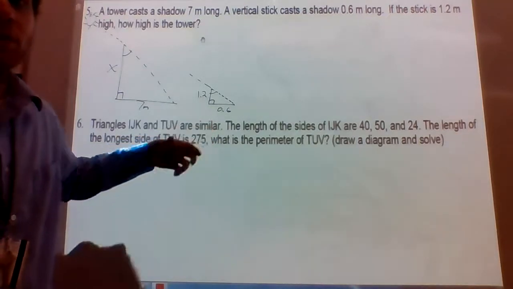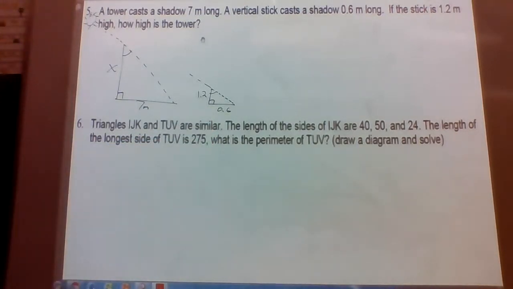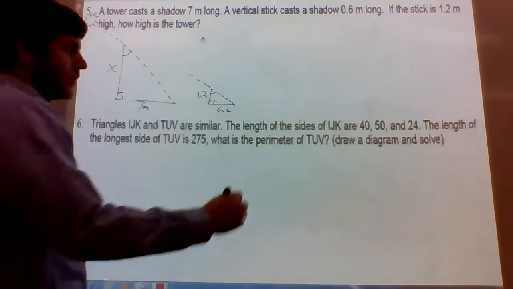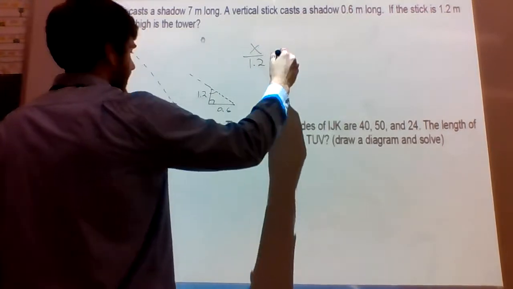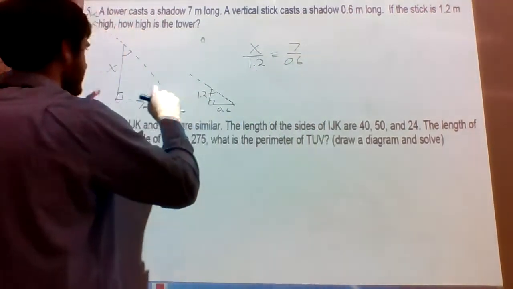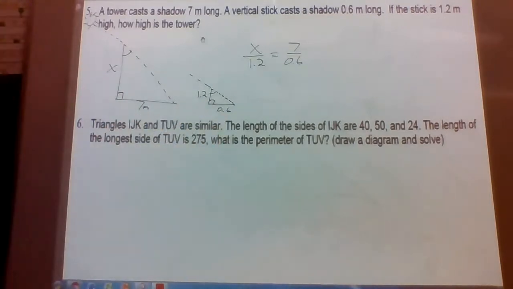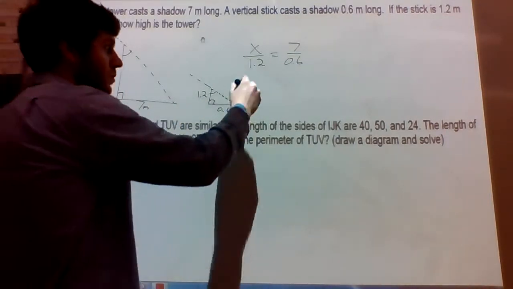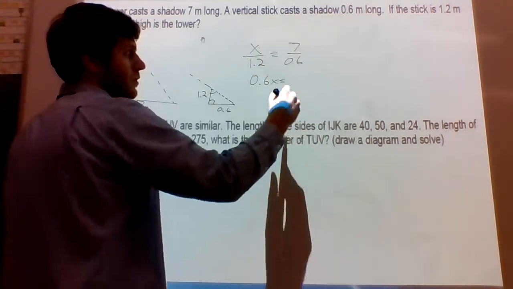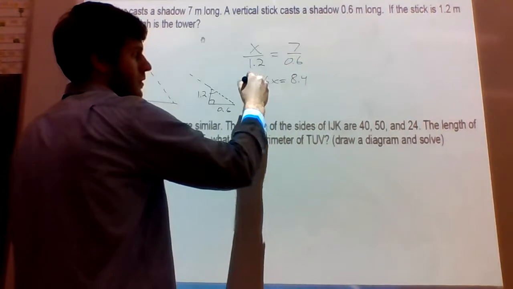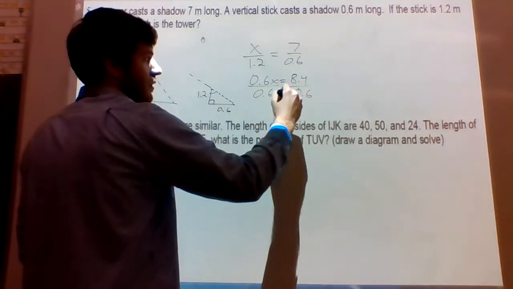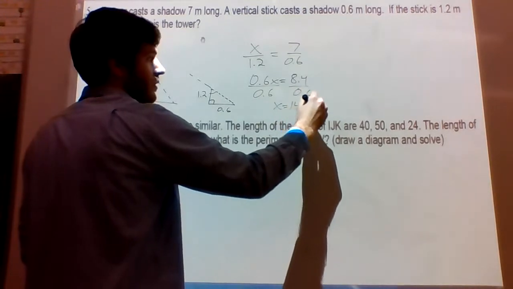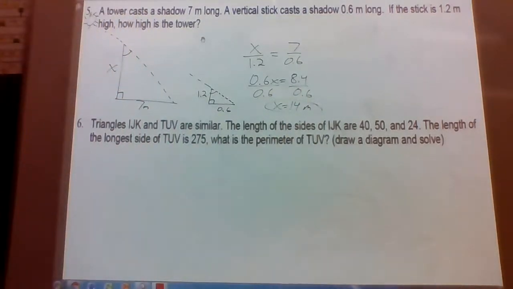Since we have angle similarity, we know the sides are proportional, meaning the ratios of the corresponding sides are going to be equal. X is to 1.2 as 7 is to 0.6. X corresponds with 1.2, 7 corresponds with 0.6. So we get 0.6x equals, what is this, 8.4. Divide by 0.6. We get x equals, I believe, 14 meters. 1.2 times 7, and then divide by 0.6, and we get 14.